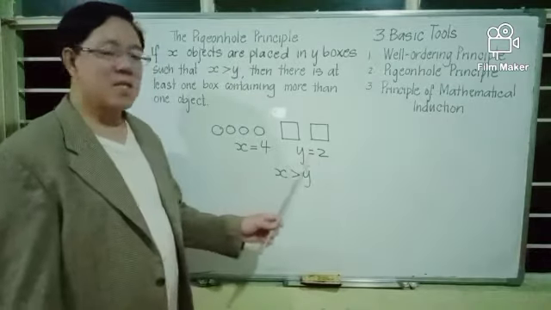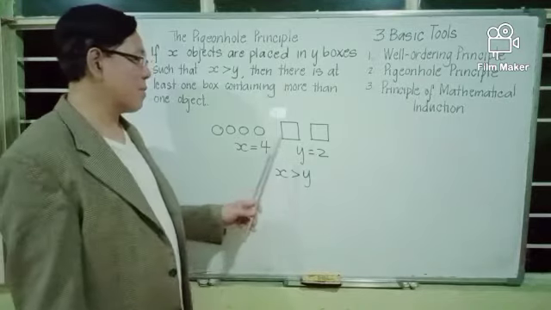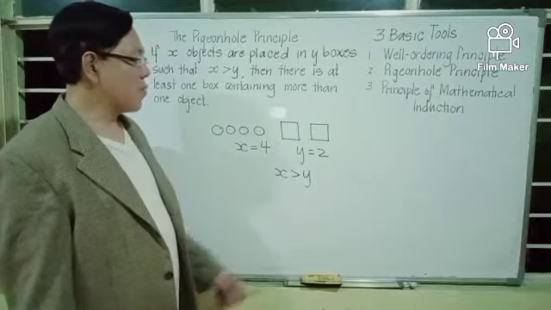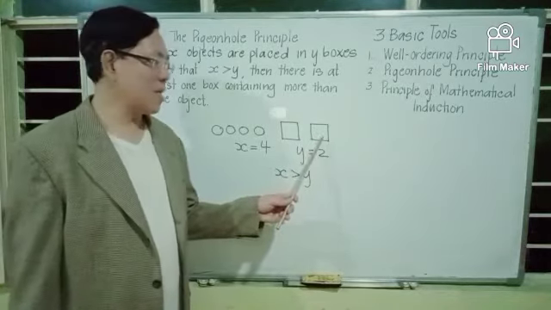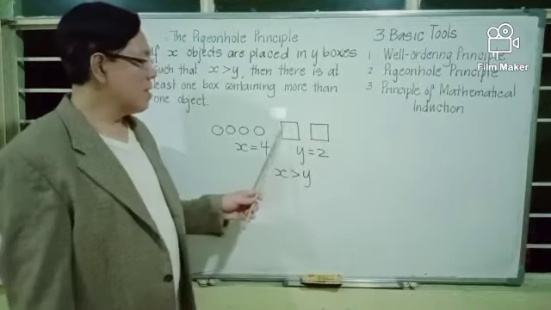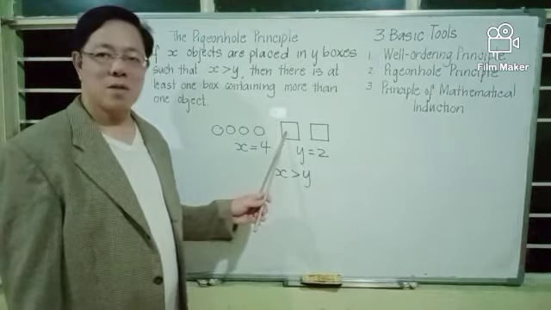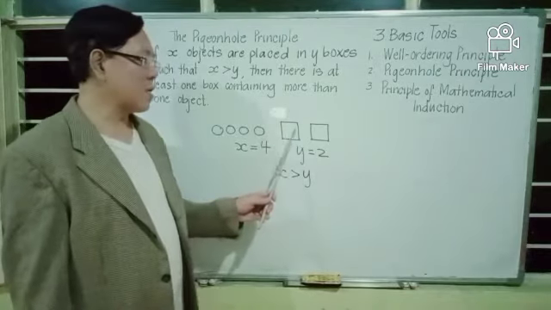And 4 is divisible by 2, that means 4 divided by 2, so 2 objects can be placed in each of the 2 boxes. But if we place only one marble or object in the second box, then the first box will contain 3 marbles, because all the 4 marbles have to be placed in the 2 boxes.